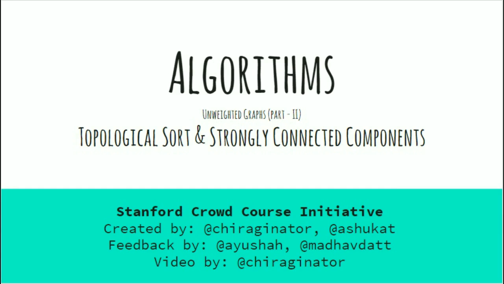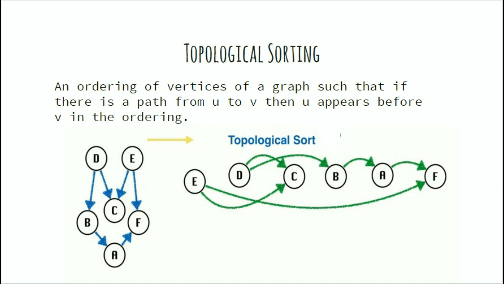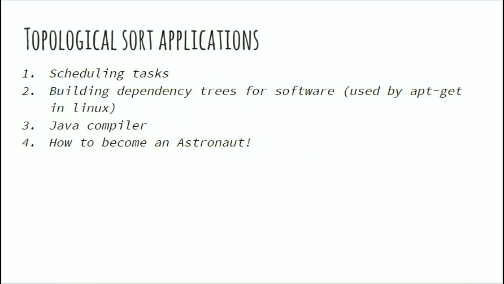In this video, we will cover some algorithms based on unweighted graph. Topological sorting, or toposort, for a directed acyclic graph is a linear ordering of vertices such that for every directed edge uv, vertex u comes before v in the ordering. Don't worry, it will all start making sense in some slides ahead. For now, let's concentrate on its applications.